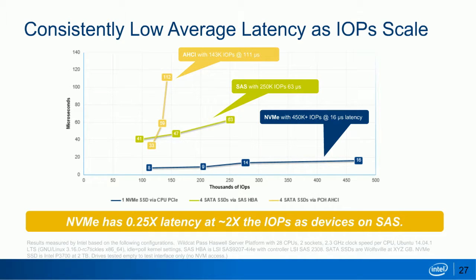From a latency perspective, what you see is a 0.25x latency compared to a 2x improvement in the performance when you compare the device to a SAS SSD, right? Huge difference. It works much better with a lower latency, and you have a higher IOPS when you compare it to a SAS device, right?